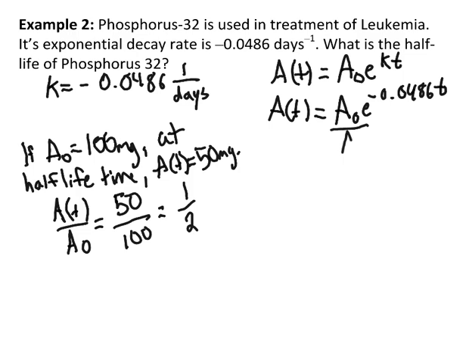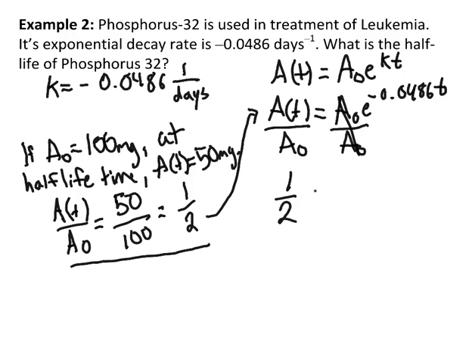It's probably a good idea to rearrange this for A of t divided by A0, because what I can do is replace this A of t divided by A0 with 1/2. So A of t over A0 is now a half, and that equals this side, which is e to the negative 0.0486t. This is not generally true, right? This is only going to be true at the moment when the time is the half-life, and that's what I want to solve for, so that works out for us here.